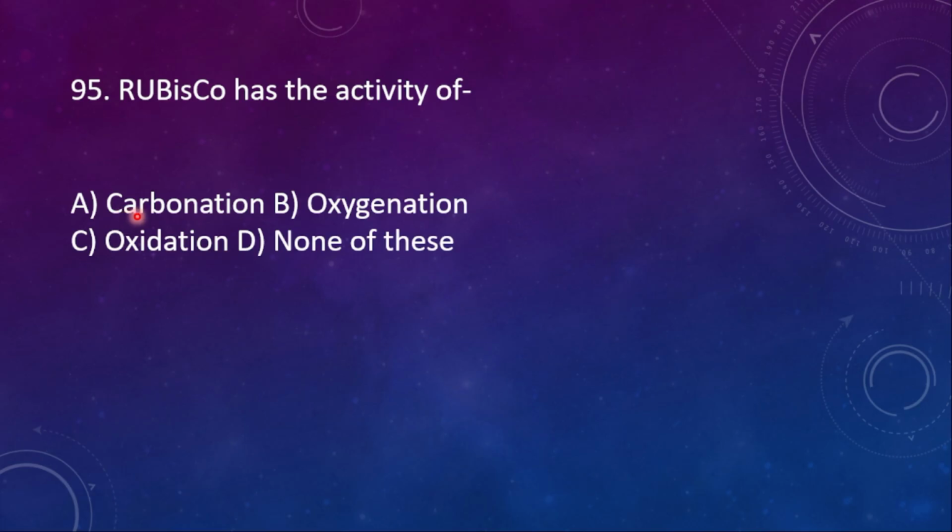95. Rubisco has the activity of A. carboxylation, B. oxygenation, C. oxidation, D. none of this. Oxygenation is right.